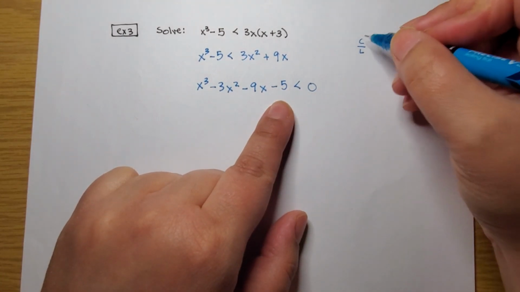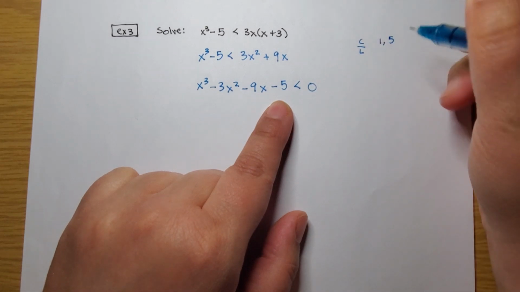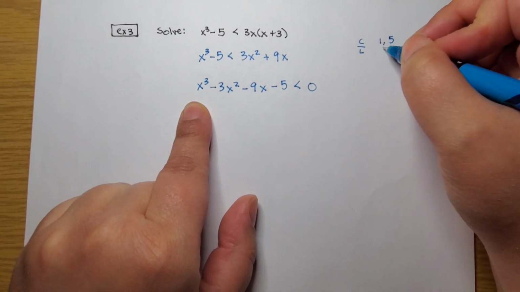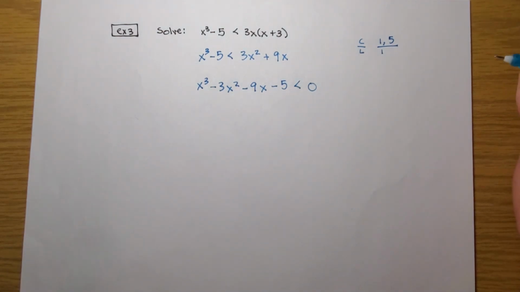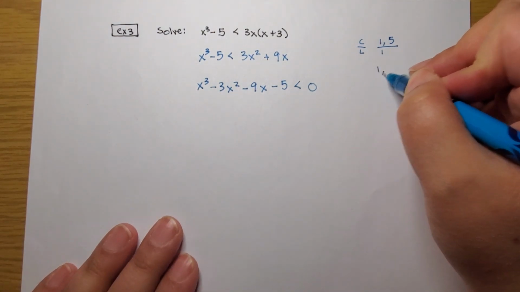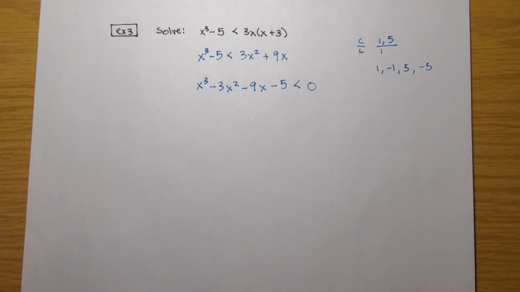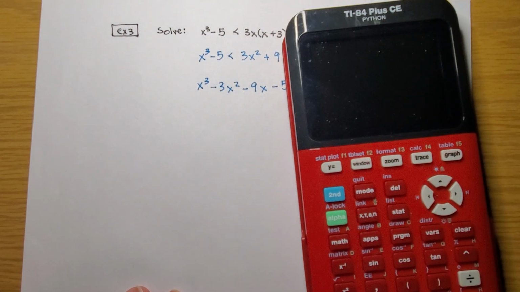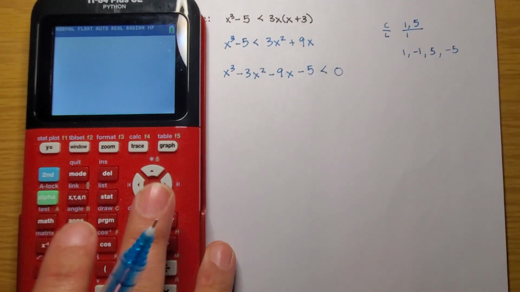So we need C for the constant term, so factors of 5, which are just 1 and 5, and factors of the leading coefficient, which is a 1. So not too bad. My options are either going to be 1, -1, 5, or -5. Hello, my friend. Let's see what the calculator can say for us.